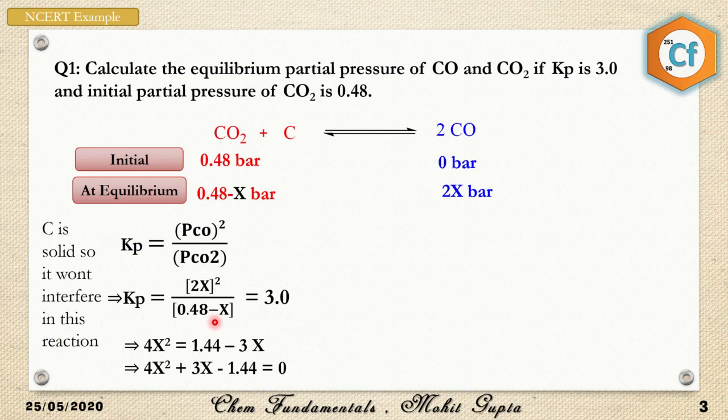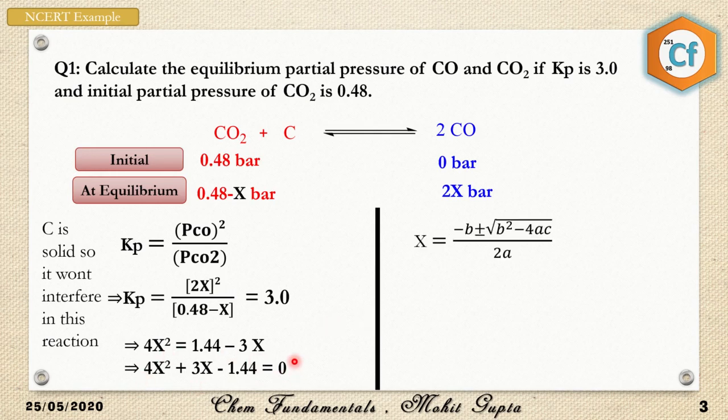What I'll do is multiply (0.48 minus x) by 3.0, and I'll get (2x) square, which is 4x square, equals 0.48 into 3, which is 1.44, minus 3x. Now I'll take all these terms to the left hand side. What I'll get is 4x square plus 3x minus 1.44 equals 0. So this is your quadratic equation.